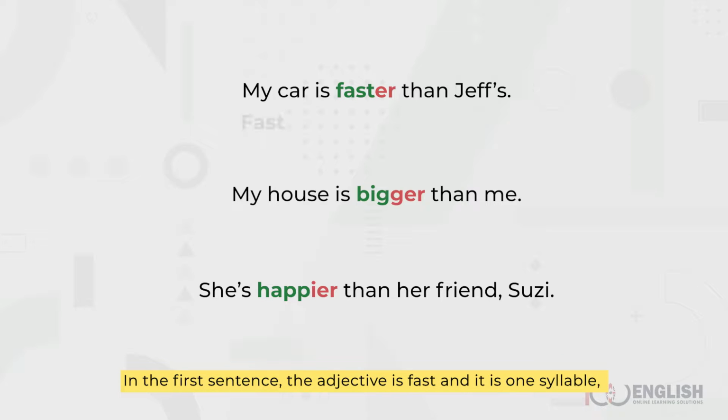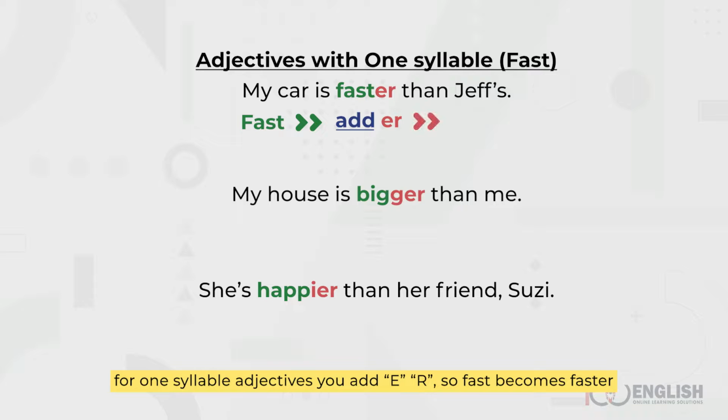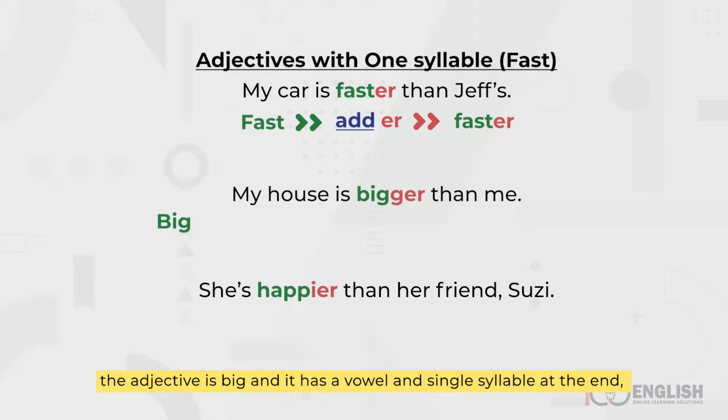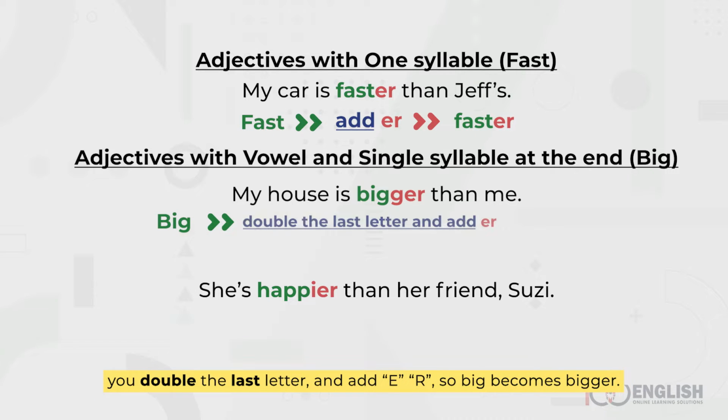In the first sentence, the adjective is fast and it is one syllable. For one-syllable adjectives, you add ER, so fast becomes faster. In the second sentence, the adjective is big and it has a vowel and a single consonant at the end. For these adjectives, you double the last letter and add ER, so big becomes bigger.